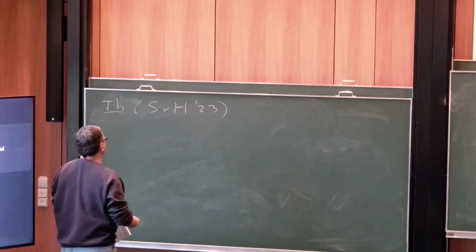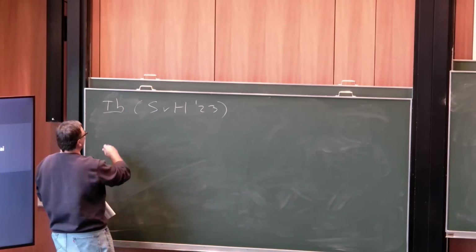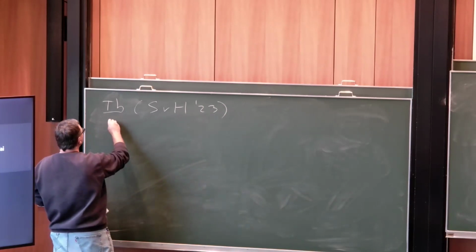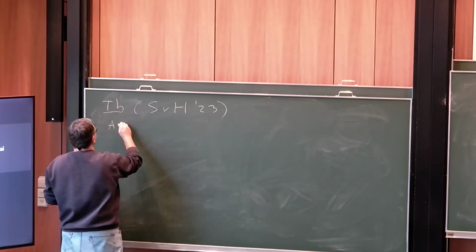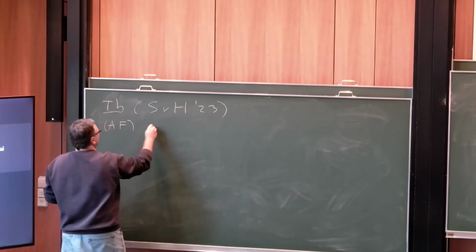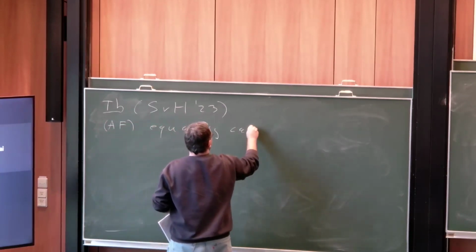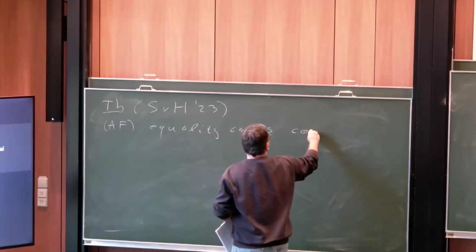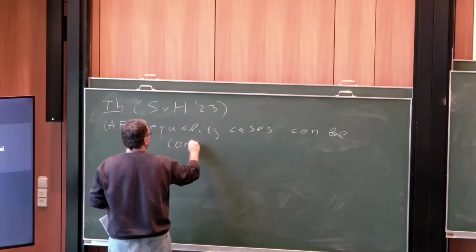Unfortunately, it got erased somewhere. As a result by Schenfeld and Van Hendel, which says that, paraphrase it, Alexandrov-Fenchel equality cases can be, what did you say, completely characterized.